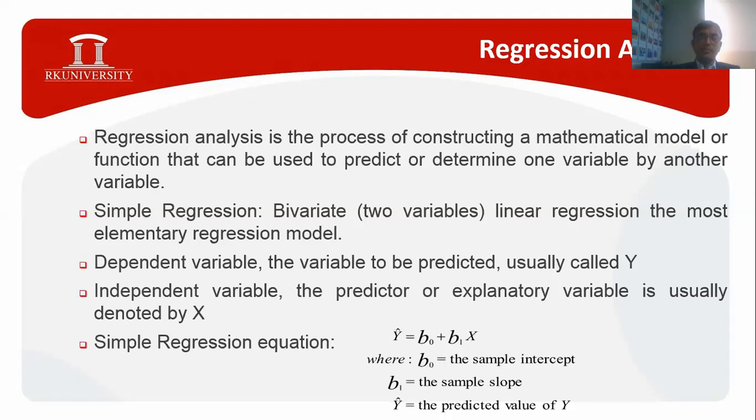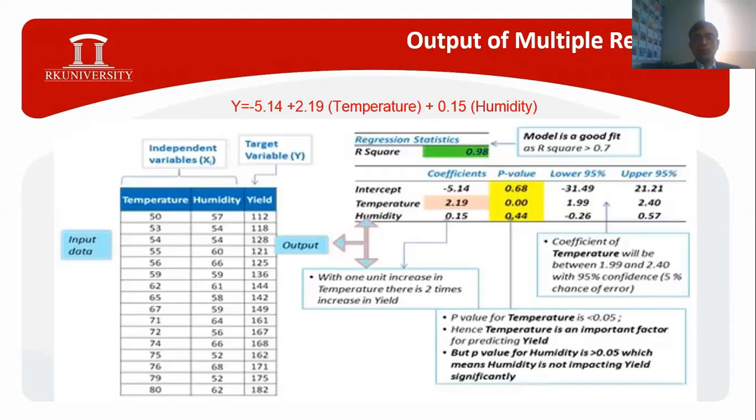So friends, the most important thing which we need to learn here is how to analyze the output and interpret the output generated from computer software or Excel. So let's have a look at that. This is one of the outputs of multiple regression. Here we have two independent variables: one is temperature and the second is humidity. And we try to establish a relationship that yield is largely dependent on temperature and humidity.